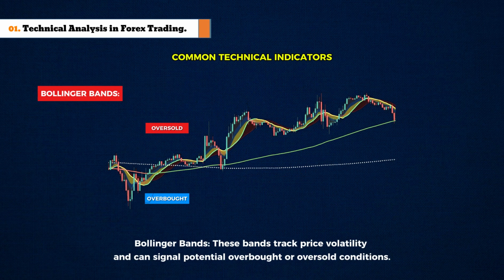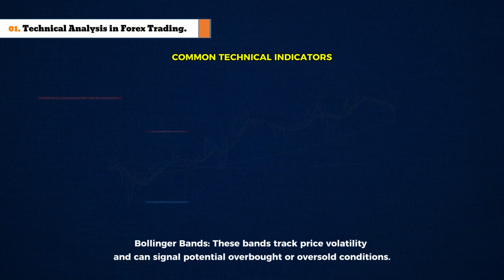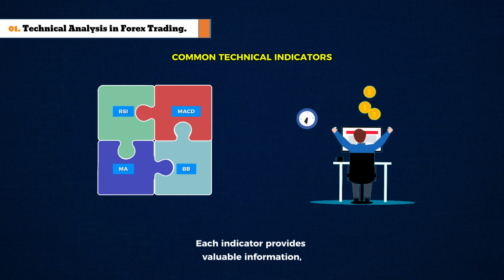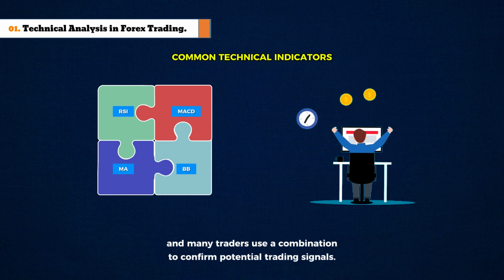And Bollinger Bands. These bands track price volatility and can signal potential overbought or oversold conditions. Each indicator provides valuable information, and many traders use a combination to confirm potential trading signals.